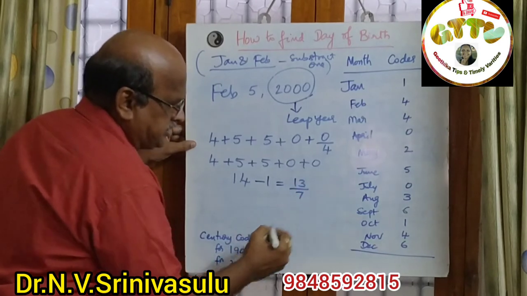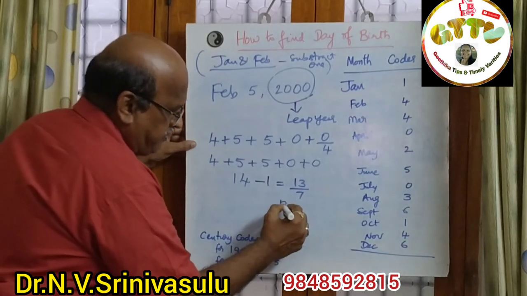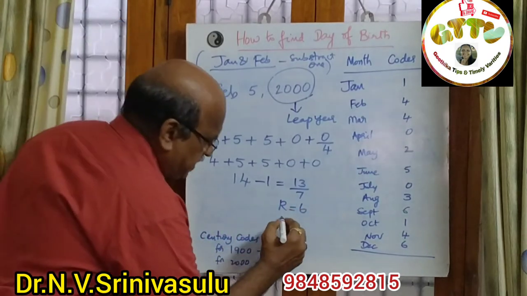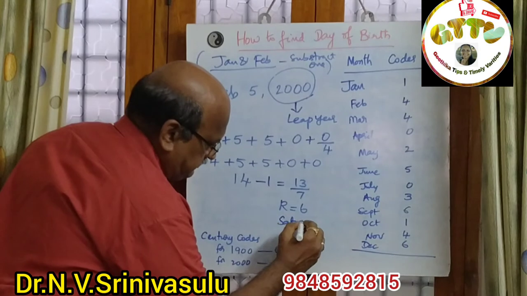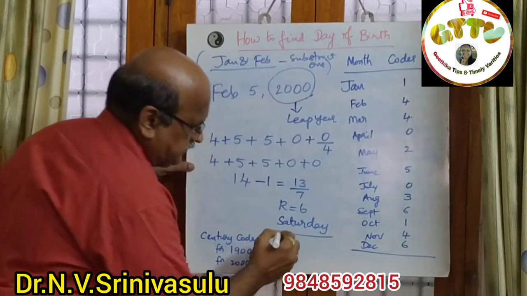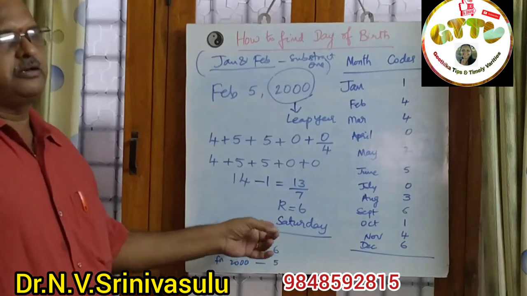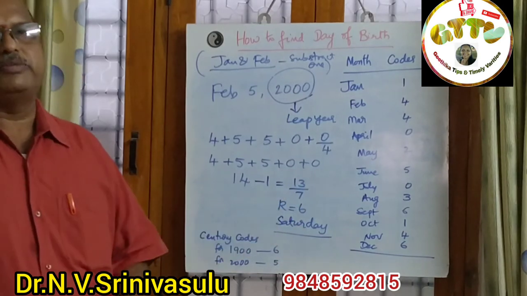13 divided by 7, that will come to remainder 6. So 6 is again here Saturday. So Monday to Sunday. Monday 1, then it comes to Saturday because remainder is 6.